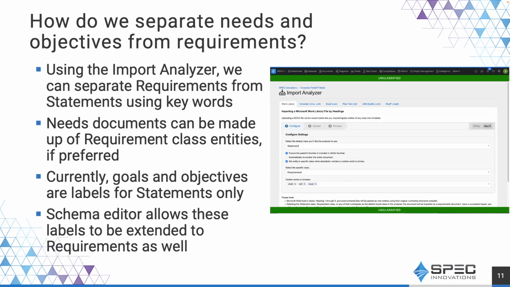A need would essentially be a type of requirement, the way we have it laid out. Or we can create a subclass of statement that's needs as well. So there's another way we can handle that. Again, all of these things can be added to the schema as you go through and can be extended as you need to, to tailor it to your specific approach and needs.